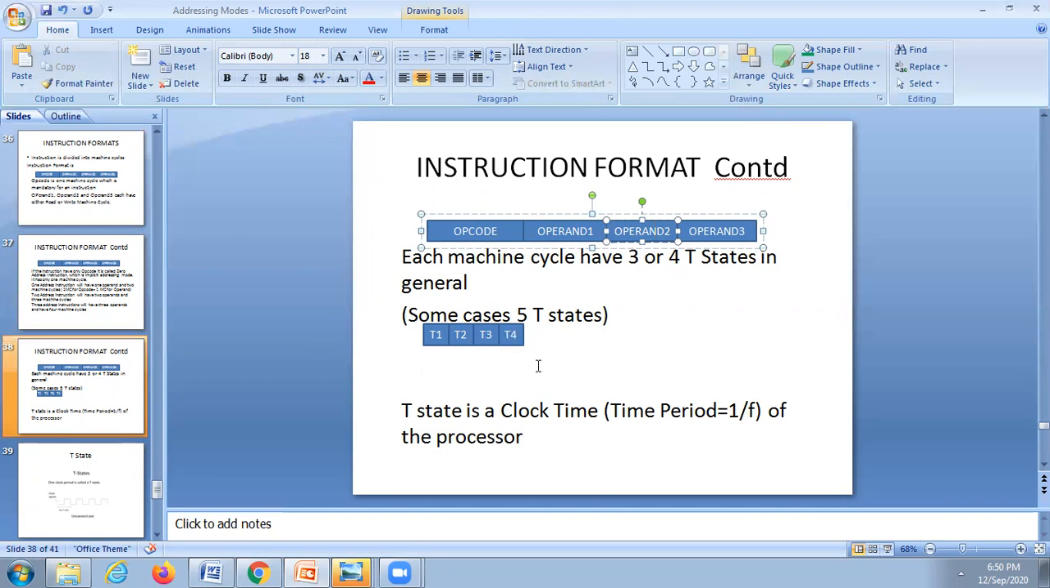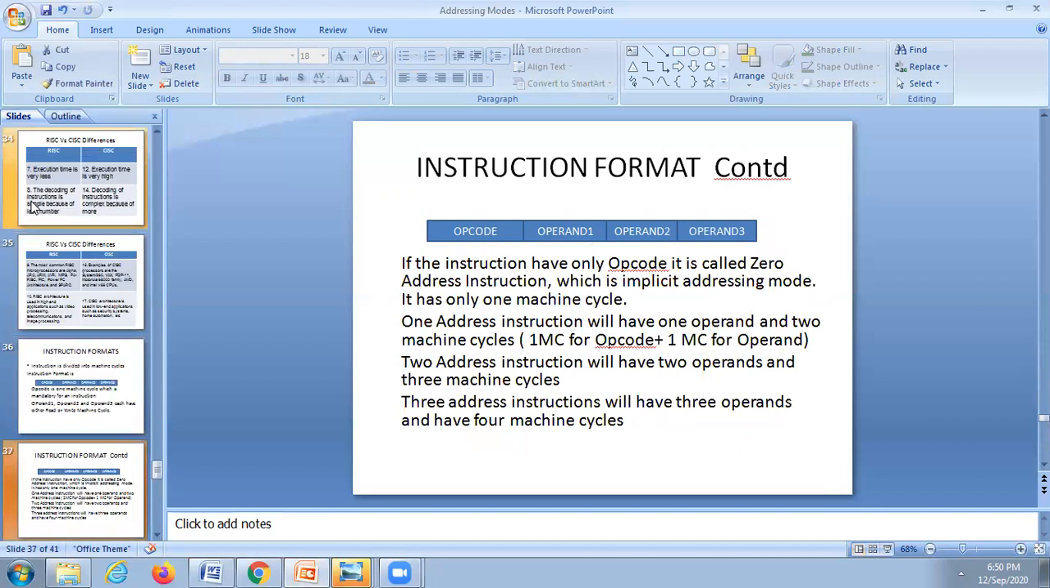That depends upon the processor: 3 or 4 T states. Generally, the opcode will be 4 T states. Sometimes the memory read and write machine cycles may have 3 T states. That depends upon the processor again, not specific.